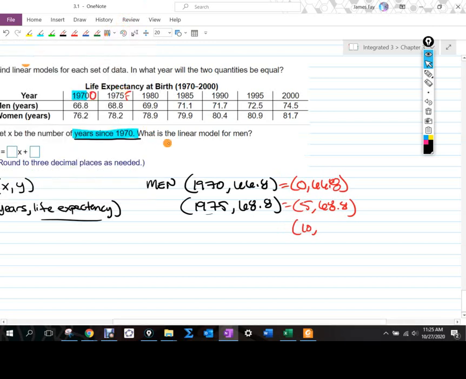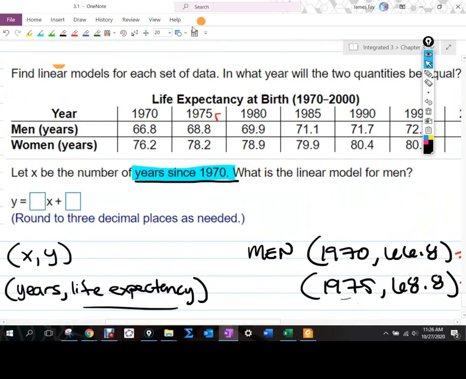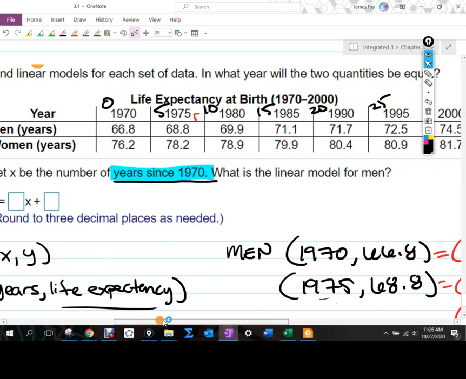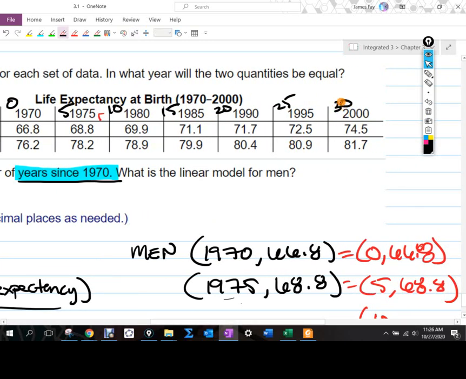Well, when we graph this, I need to graph an X value and a Y value, right? I don't want to go out on my X axis to 1970 to find that point. It's easier to just shift everything over and let that first year be zero, and then the x-coordinate of 5 actually represents 1975 and so forth. All right, so I'm just going to write 0, 5, 10, 15, 20, 25, and 30.